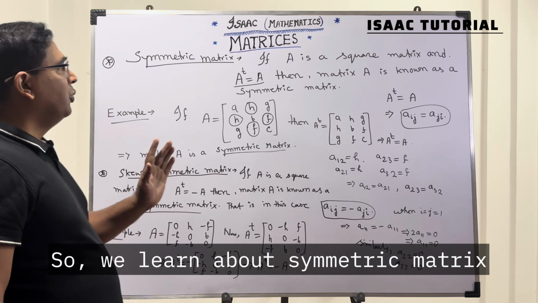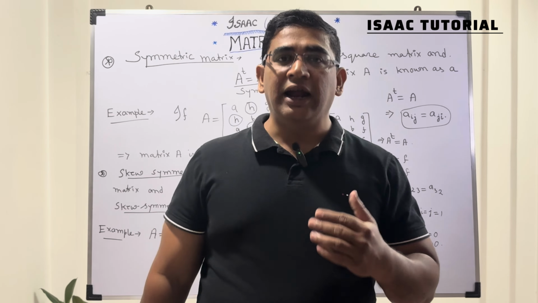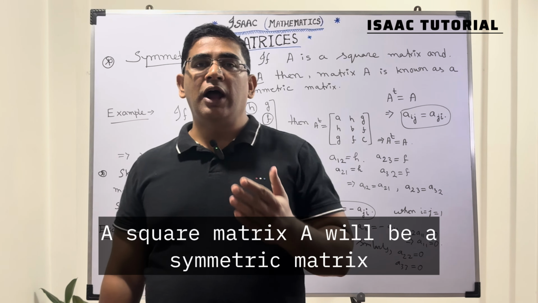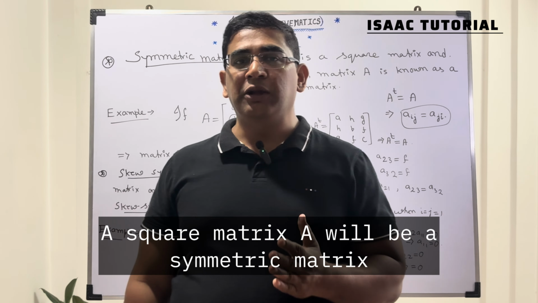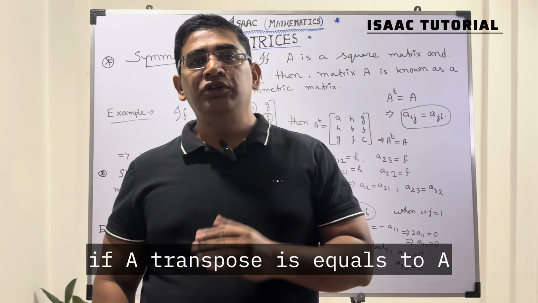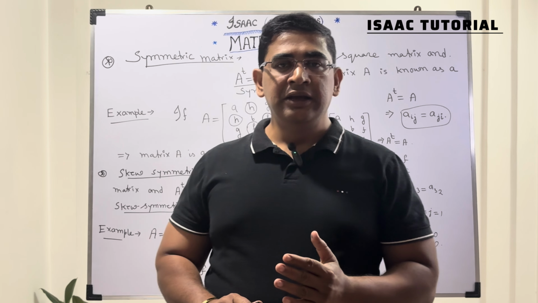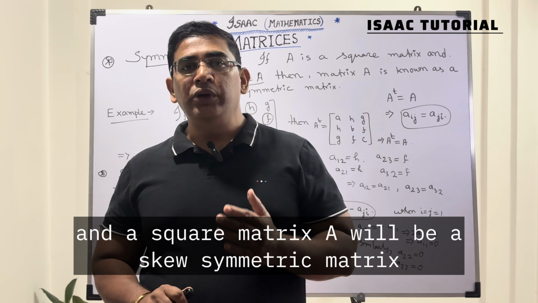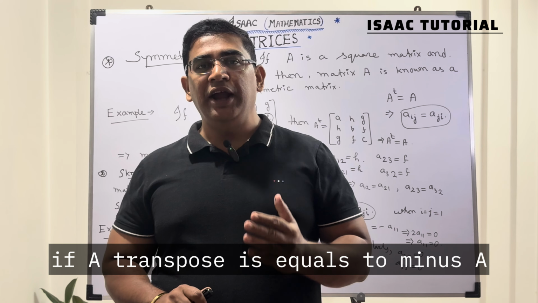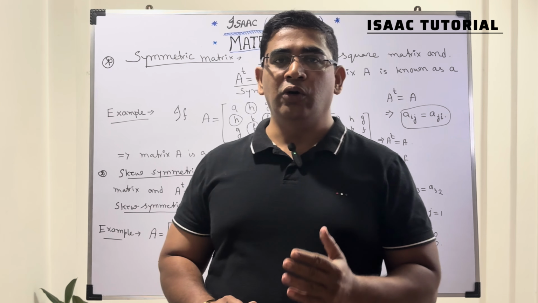So we learned about symmetric matrix and skew symmetric matrix. A square matrix A will be a symmetric matrix if A transpose is equal to A, and a square matrix A will be a skew symmetric matrix if A transpose is equal to minus A.